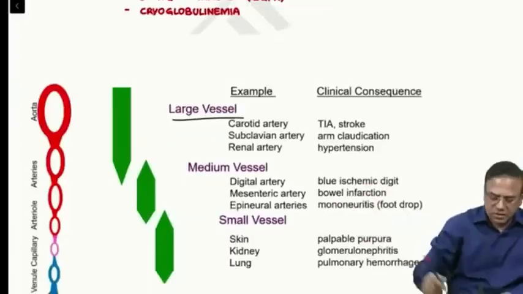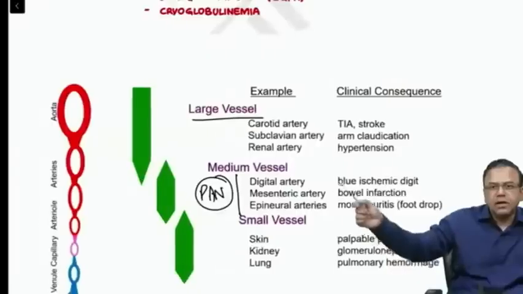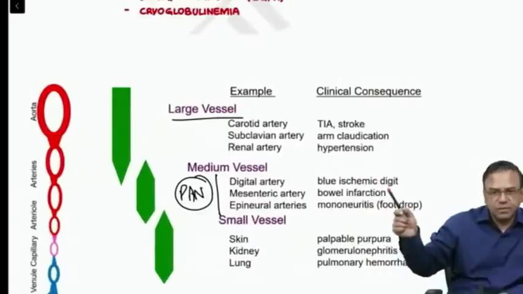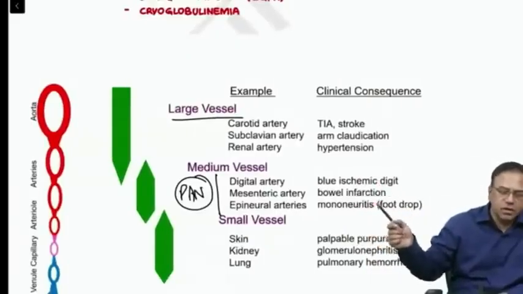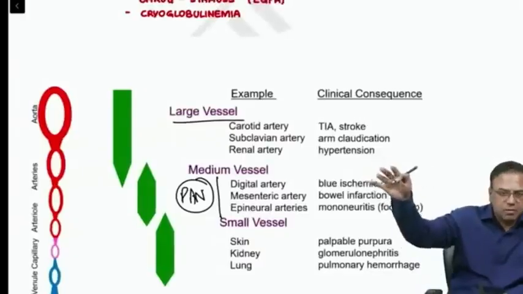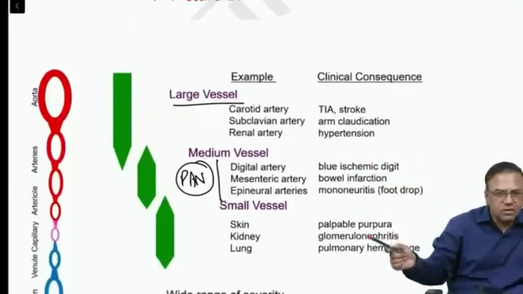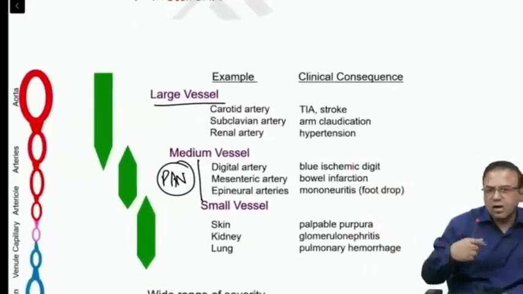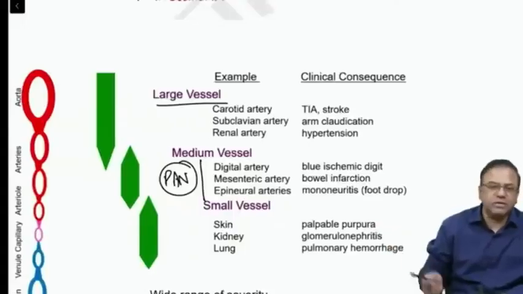If you see medium size like PAN, polyarteritis nodosa, then digital gangrene, gangrene of the digits, bowel ischemia, mononeuritis multiplex are classical features. So that is the broad concept. If you have a large vessel, this is what I'm expecting. Medium sized is like this, and small vessel will come with small capillaries affected, so alveoli will be involved, glomeruli will be involved, skin purpura can occur, this is small vessel vasculitis.